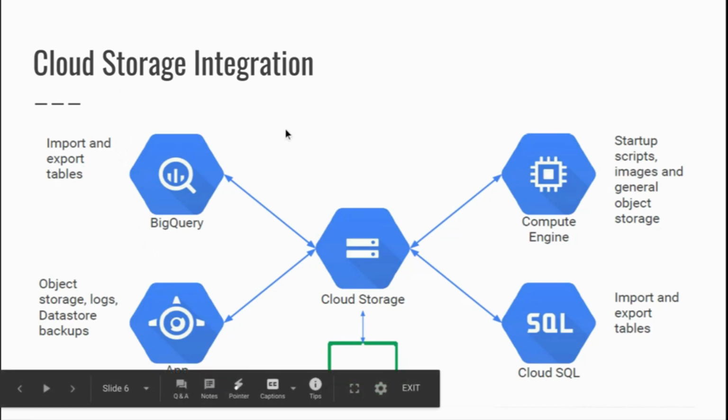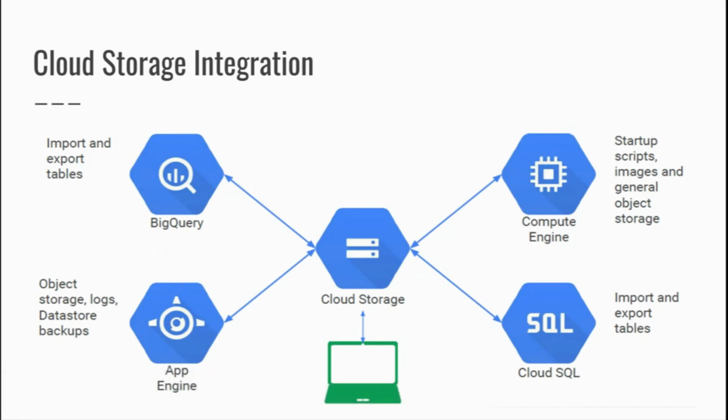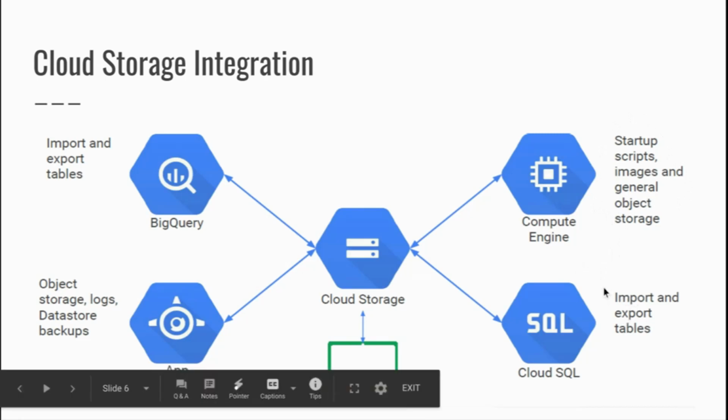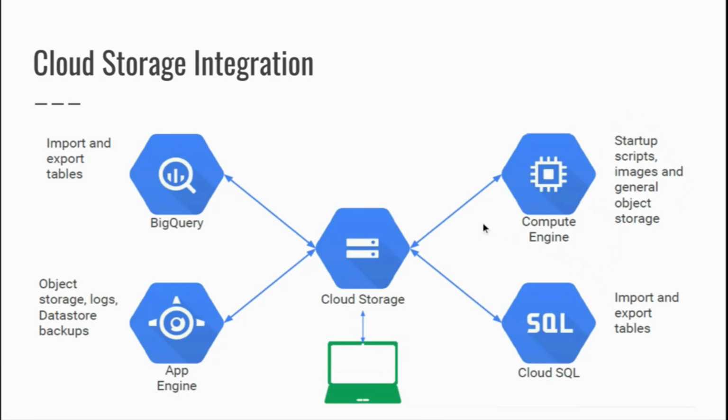Your App Engine is there, where you can store all your data store backups and logs and everything. Then on the right hand side, your Compute Engine. If you have a custom image that you want to load in a Compute Engine, you can have it stored on GCS. And for Cloud SQL, which is the relational database, you can have all your import and export table scripts over there. So basically, all the services are tightly integrated with your Google Cloud Storage. You can use it for multiple use cases.